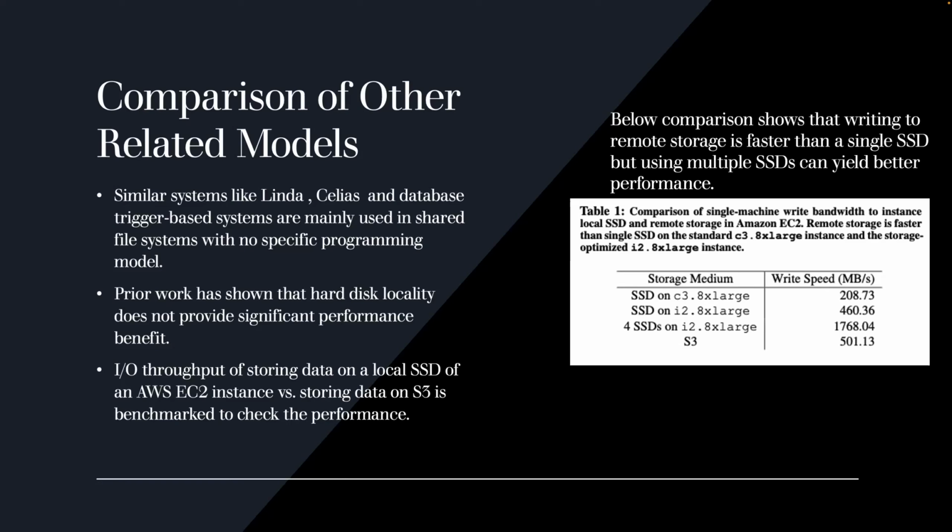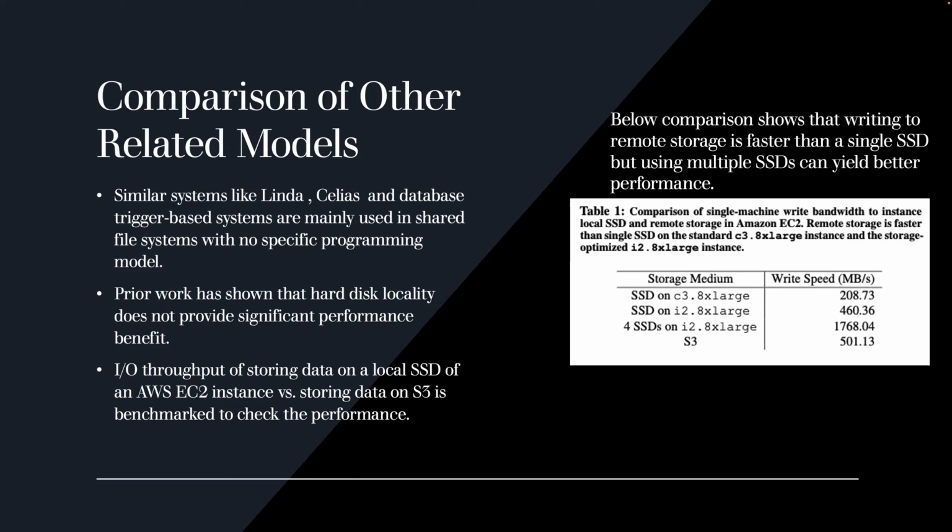And to check the performance, a comparison is made of the input output throughput of storing the data on the local SSD of an Amazon EC2 instance versus storing the data on S3. So here the table shows the comparison. This shows that writing to a remote storage is faster than a single SSD. But this is only with a single SSD. When we use multiple SSDs, then it can yield a better performance. That is the result observed.